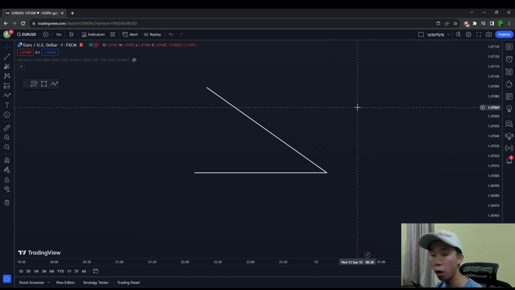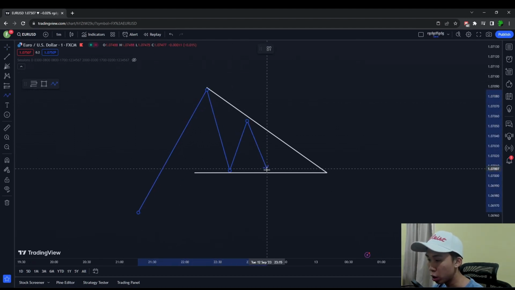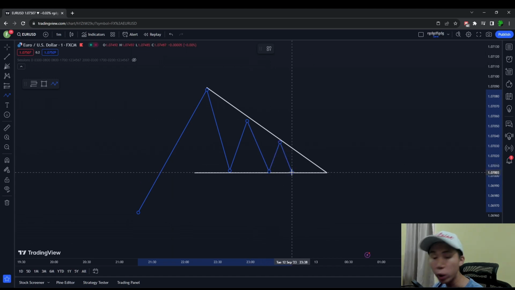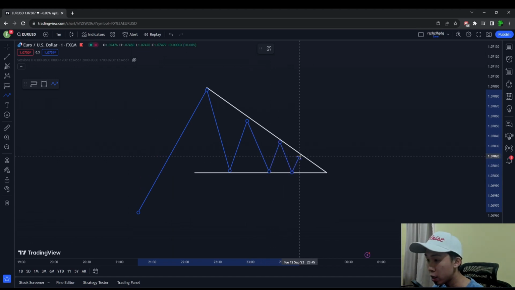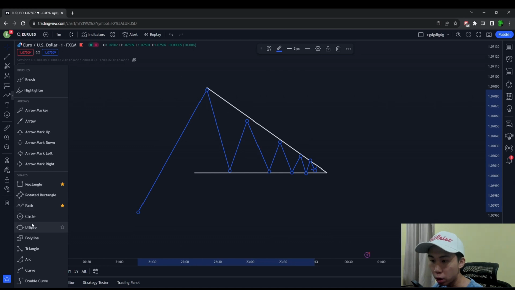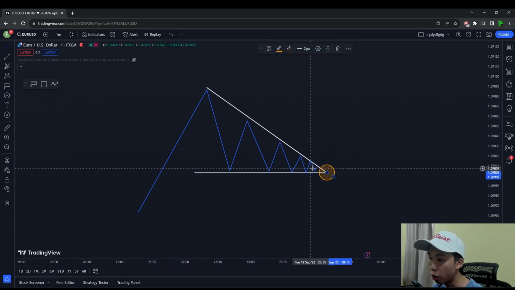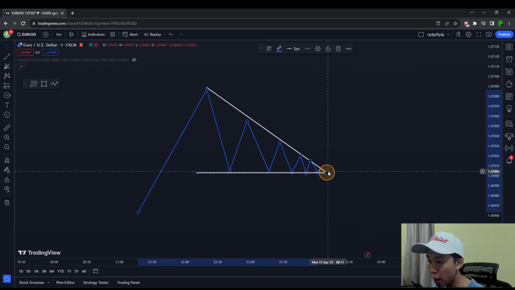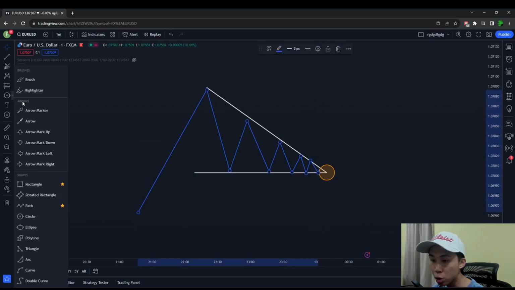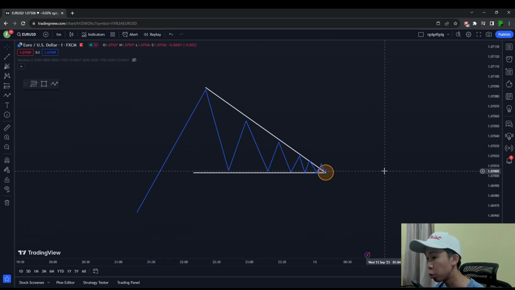My first tip of the triangle pattern is right here. So we have a triangle here, and if price starts to move into a triangle, what we don't want to trade is if price decides to continue moving sideways like this. This point over here, let me mark it with a circle. This is what we call the apex point. So if price is very close to the apex point, and if it decides to break out at the apex point, this is when we don't want to enter.